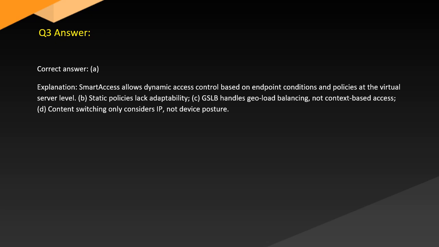Answer. Correct answer: A. Explanation: SmartAccess allows dynamic access control based on endpoint conditions and policies at the virtual server level. B. Static policies lack adaptability. C. GSLB handles global load balancing, not context-based access. D. Content switching only considers IP, not device posture.